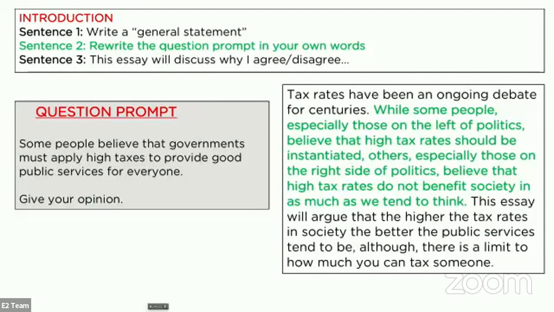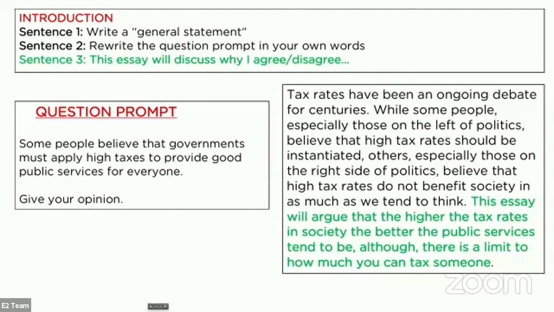While some people, especially those on the left of politics, believe that high tax rates should be instantiated, others, especially those on the right side of politics, believe that high tax rates do not benefit society in as much as we tend to think. Okay, so I've just rewritten the question prompt in my own words. Slightly differently, but I'm on topic. Now I'm going to go to sentence 3.